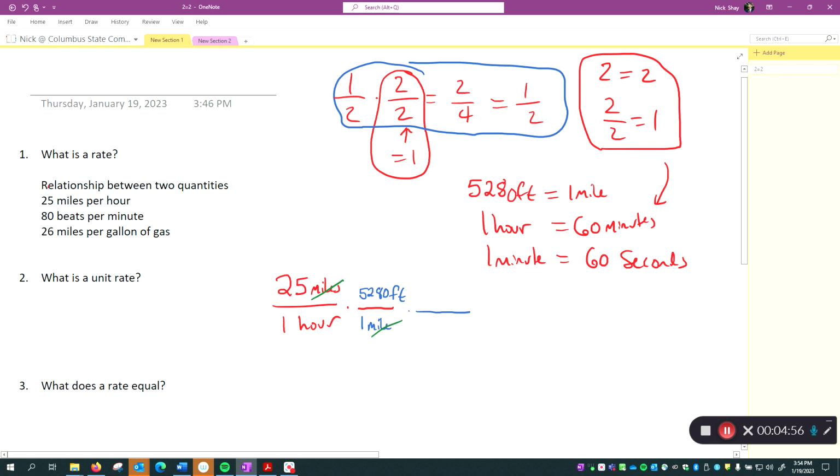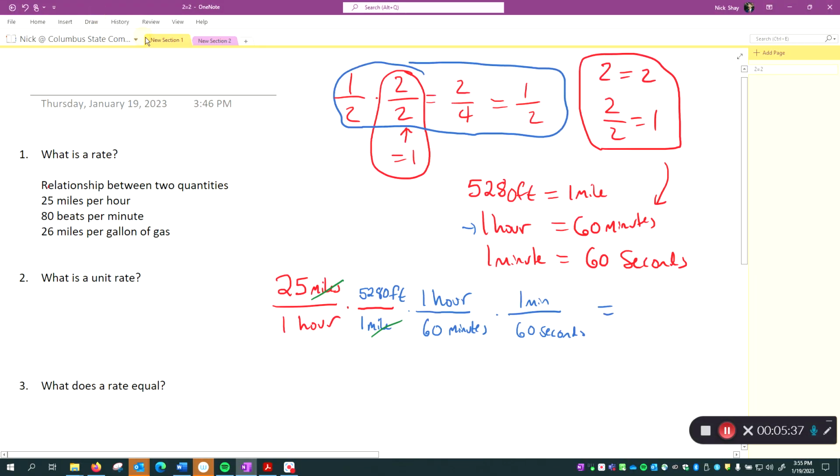Now I have hours on the bottom. I want to get rid of the hours, so I'm going to put 1 hour on top, and then use this conversion right here to move to minutes. So 1 hour is 60 minutes, right? We're not quite where we wanted to be. We wanted feet per second. I have minutes on the bottom and I want to get rid of it, so we're going to say in 1 minute, there are 60 seconds.